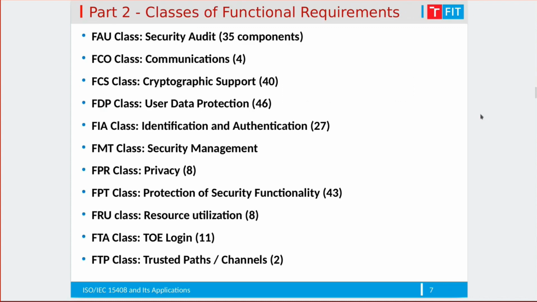So next we have classes of functional requirements, which are denoted by the first letter F, and they consist of several components. For example, Security Audit has 35 components, and there are other classes related to communications, cryptographic support, user data protection, identification and authentication, security management, privacy, security functionality, resource utilization, login, trusted paths and channels. All these are related just to design and development.